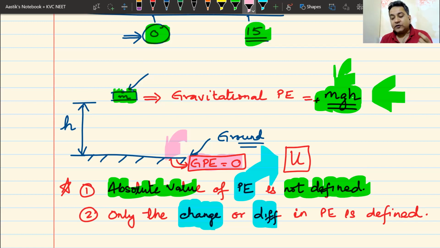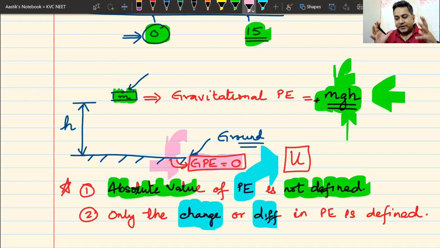First point, the absolute value is not defined. Only the change or the difference is defined. If you say that plus mgh is the absolute value, it is the absolute value if zero is taken here. Now the next question that you might ask is, sir, is the zero there? No, the zero is not here. You can assume zero anywhere, but for this particular case, zero is not here.